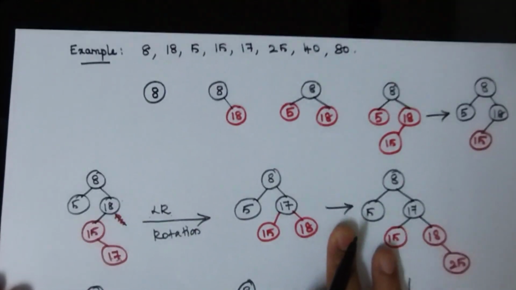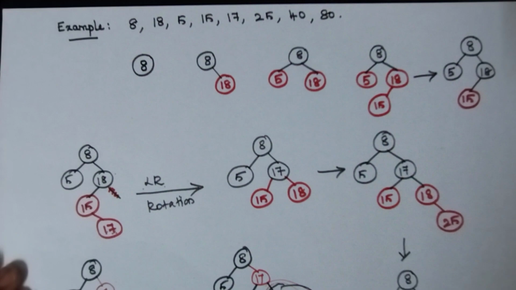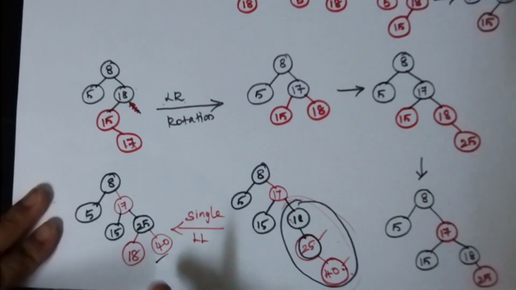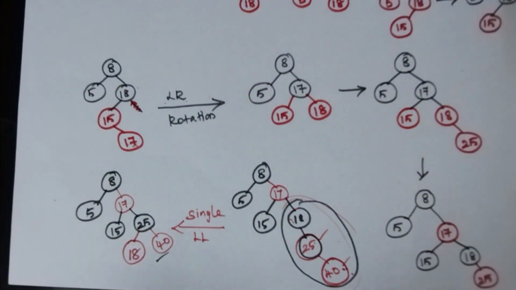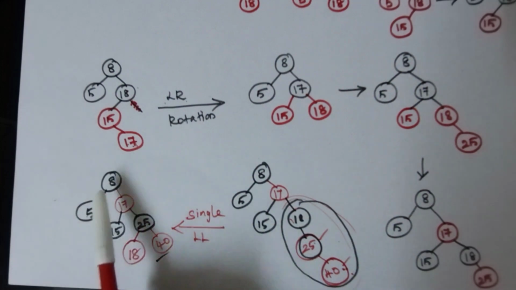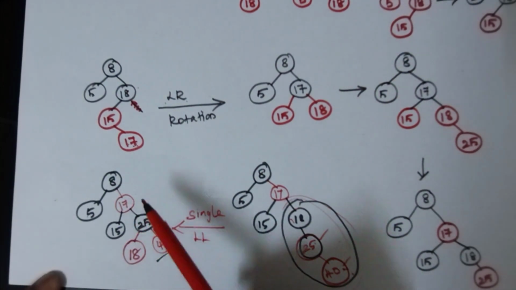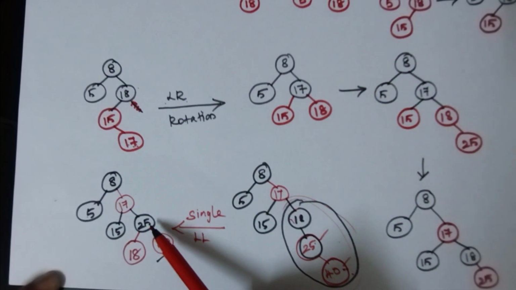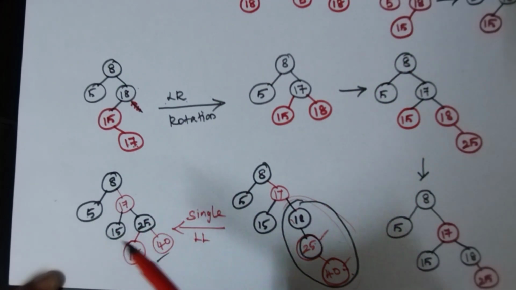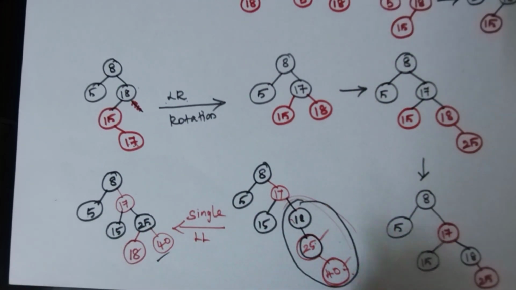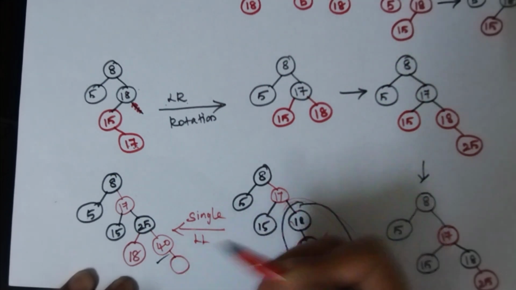Now what is the next value we have? Last value, that is 80. What will happen if we try to insert 80 into this tree? Okay, where will we insert 80? Again start comparing it from the root node. 80 is greater than 8, so move towards right. Again compare with 17. 80 is greater than 17, move to right. Again 80 is greater than 25, move to right. 80 is greater than 40, so insert it to the right of 40.